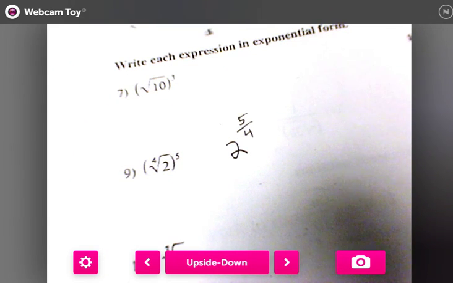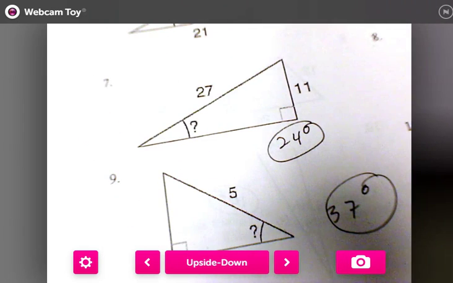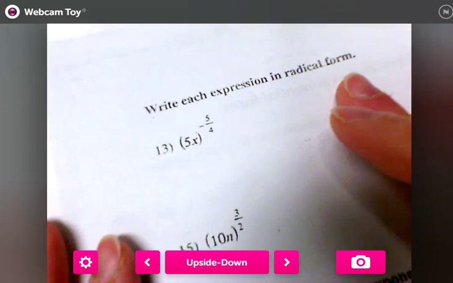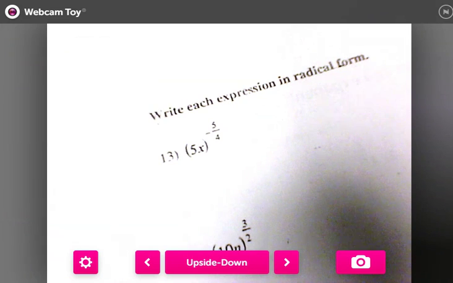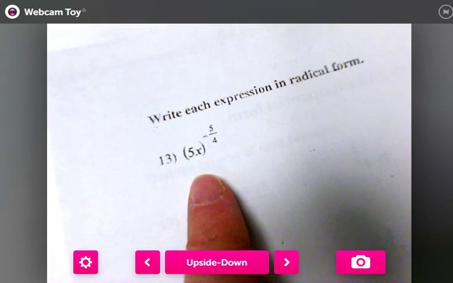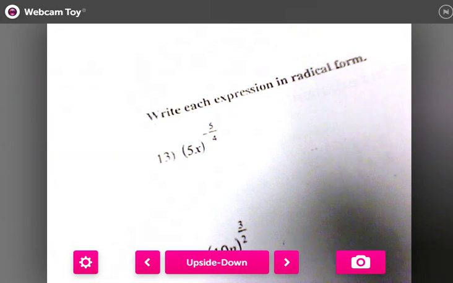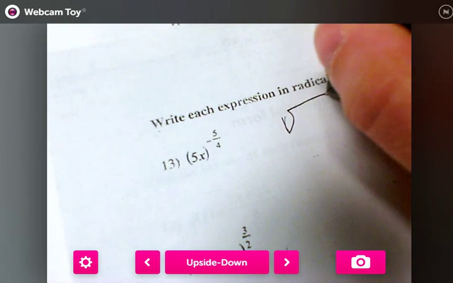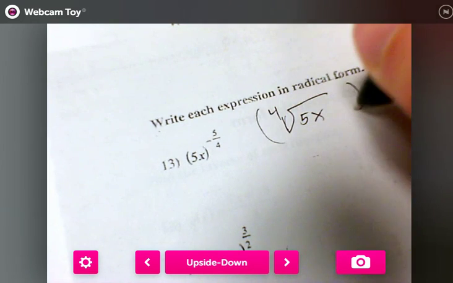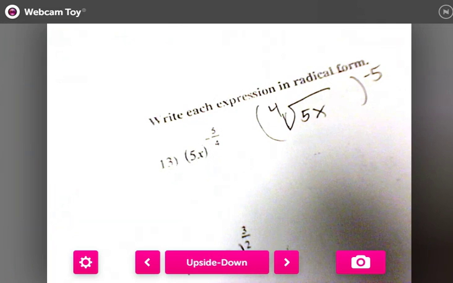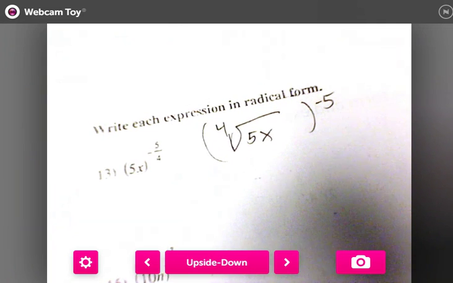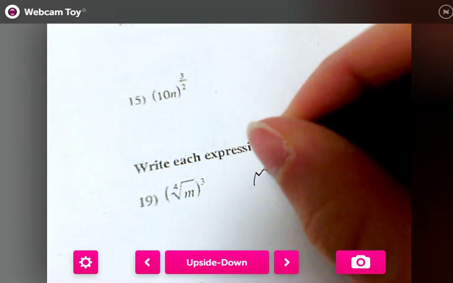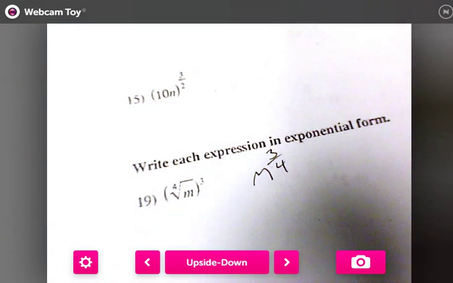Okay, let's turn the page. Front page, not too bad. All right. So for number 13, the important part to remember for these is just that it doesn't matter that it has an x there or not. This is 5x to the 4th, and we're taking it to the negative 5th. It's just like we did on the other one, except there's a letter in there. Same for number 19, like m to the 3rd over 4. Same thing, it's just with letters.